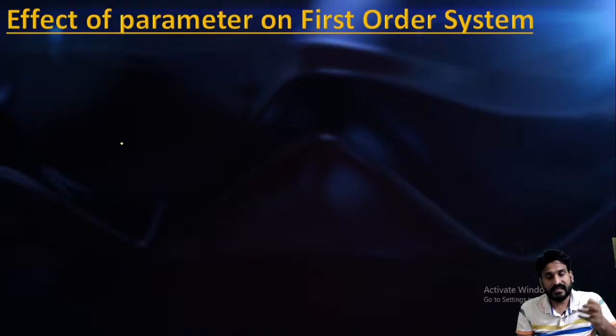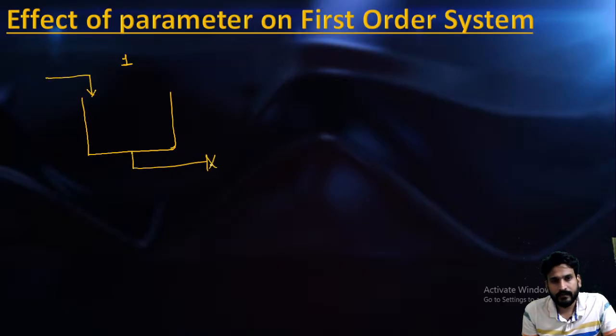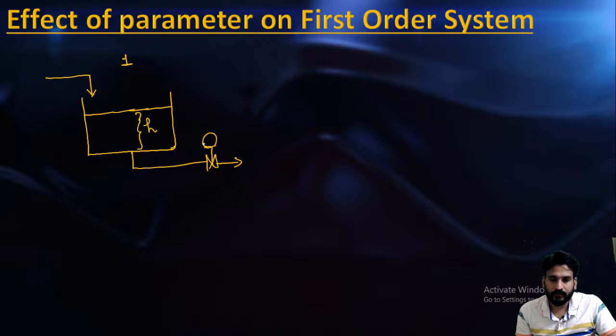Let's take the example of the liquid level. So my first case is, let's suppose this is my tank 1, this is the input, and this is my output. This is the height h. Let's suppose the area of this tank is A1, and the resistance offered by this wall is my R1.